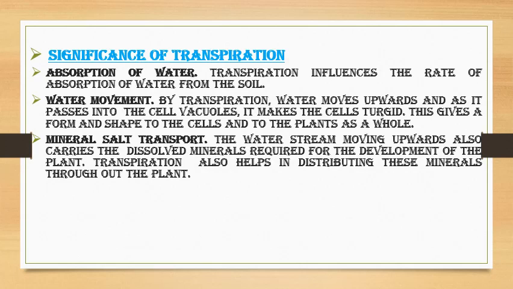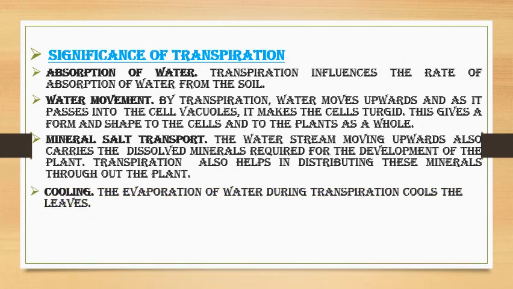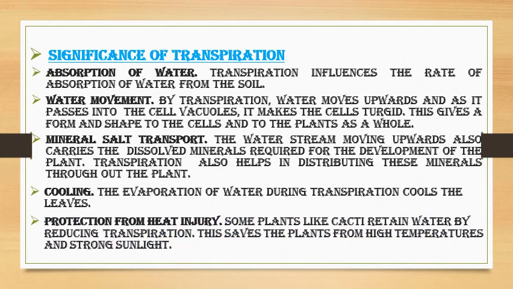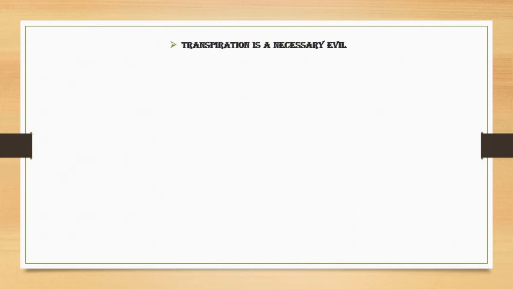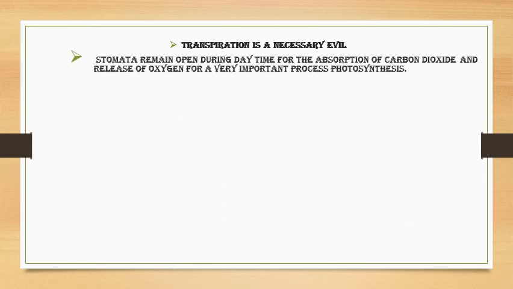The water stream moving upward also carries the dissolved minerals required for the development of the plant. Transpiration also helps in distributing these minerals throughout the plant. Cooling: the evaporation of water during transpiration cools the leaves. Protection from heat injury: some plants like cacti retain water by reducing transpiration. This saves the plants from high temperature and strong sunlight. So transpiration is a necessary evil.